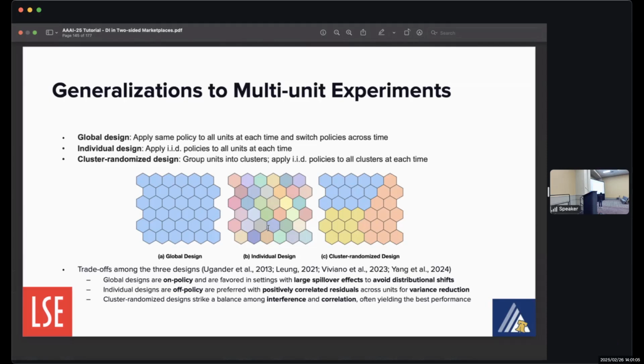And for these multi-unit experiments, typically in the literature, people prefer cluster randomized designs, which, instead of using an individual design or global design, lie in the middle. Basically it groups different spatial units into clusters, and then assigns policies to those clusters. So here I list some references. If you're interested, you can also take a look.